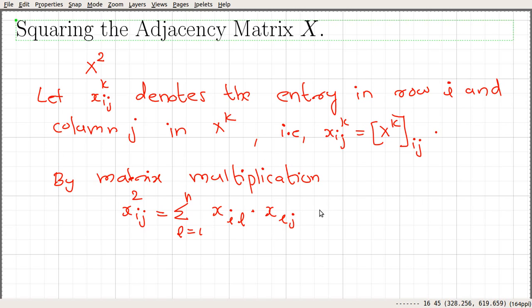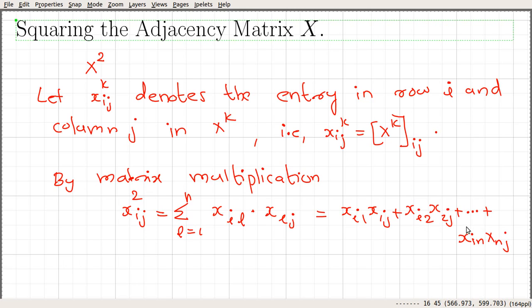We can write this summation as x_i1 times x_1j plus x_i2 times x_2j plus, etc., and the last index is n, x_in times x_nj.